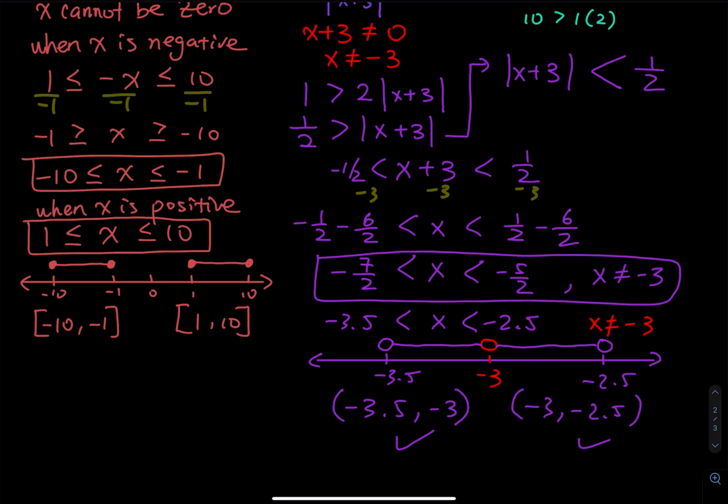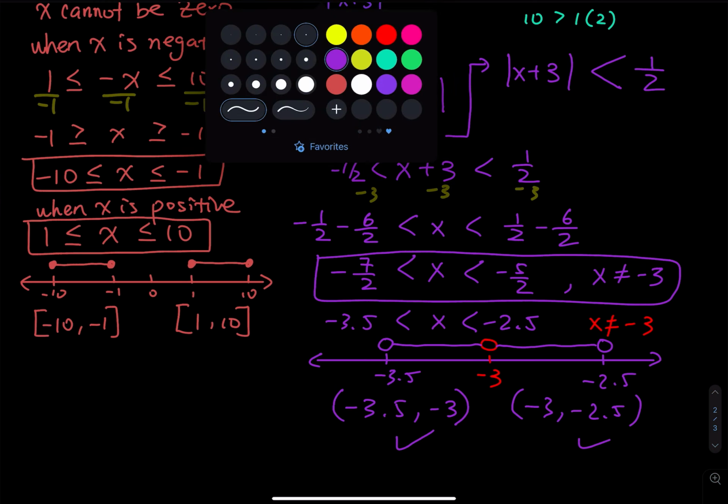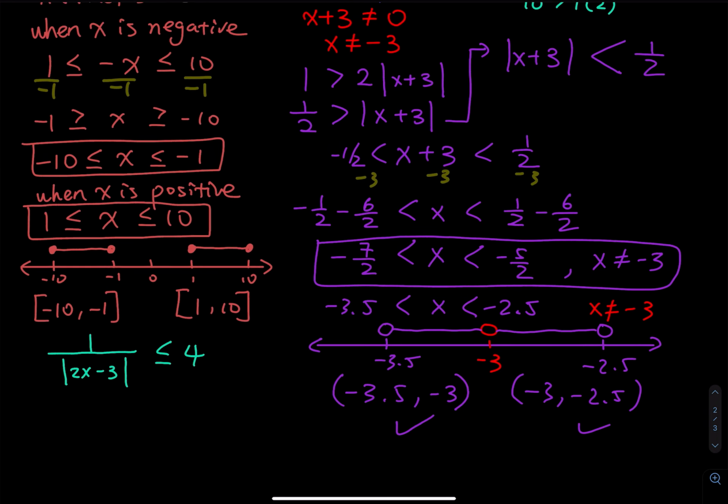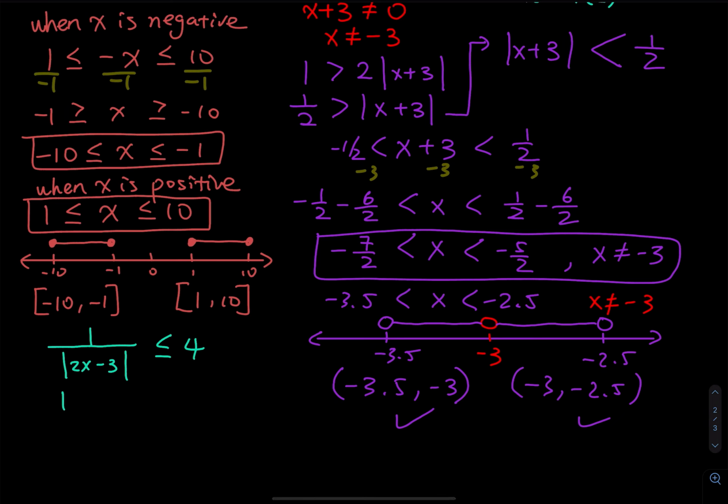Okay, I have one more problem for you to solve. So let me go to that problem. So this one is an in between, right? Let's make an opposite. How about we switch to this color? So this time we have 1 over absolute value 2x minus 3, let's do a less than or equal to negative 4.